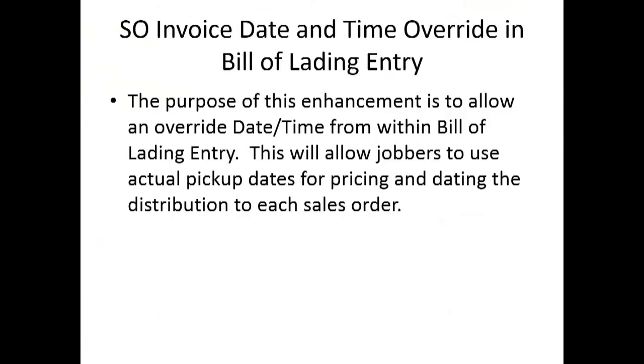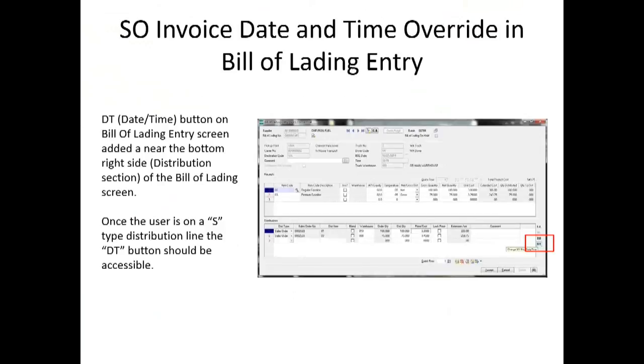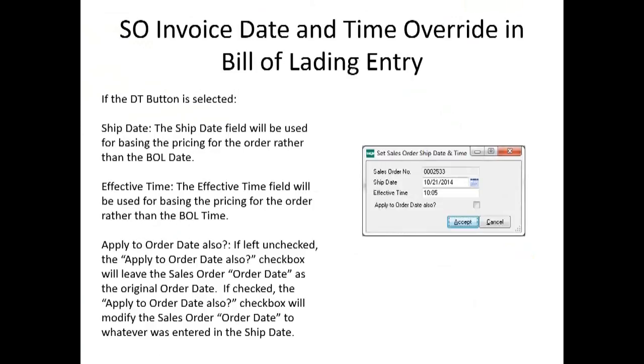Exactly. So when you're putting the bill of lading entry in, when you're in the distribution tab at the bottom, this is where you're distributing the sales orders and distributing the inventory. We've added a new button that just says DT. It's date time. If you've selected an S-type distribution, that's a sales order type distribution, which is where this is applicable, then you can click that DT button, and it will pop a dialog for you that allows you then to see the sales order number.